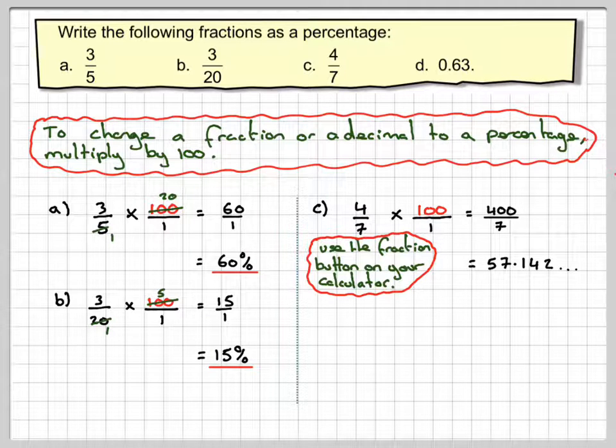So that becomes 57.142. If we round to 3 significant figures, that 4 has no effect on the 1, so we get 57.1% to 3 significant figures.